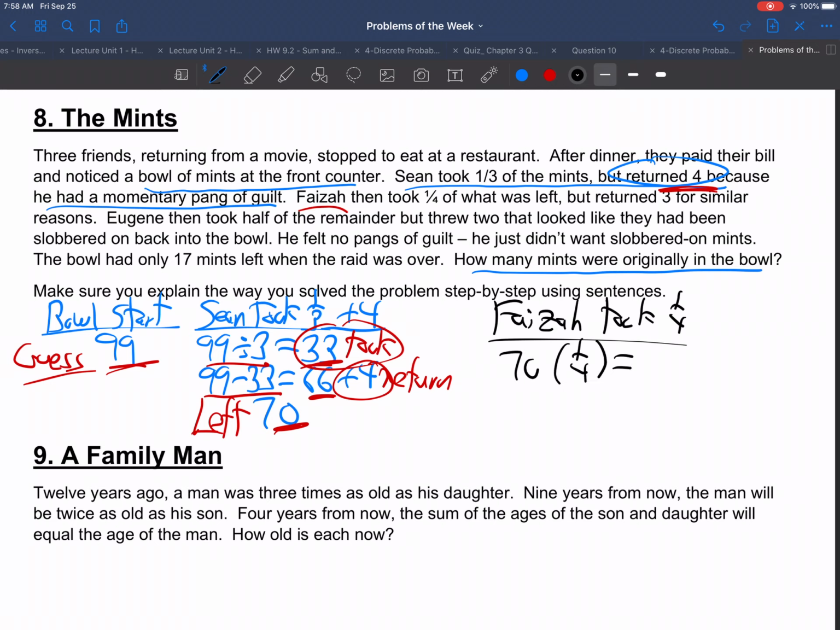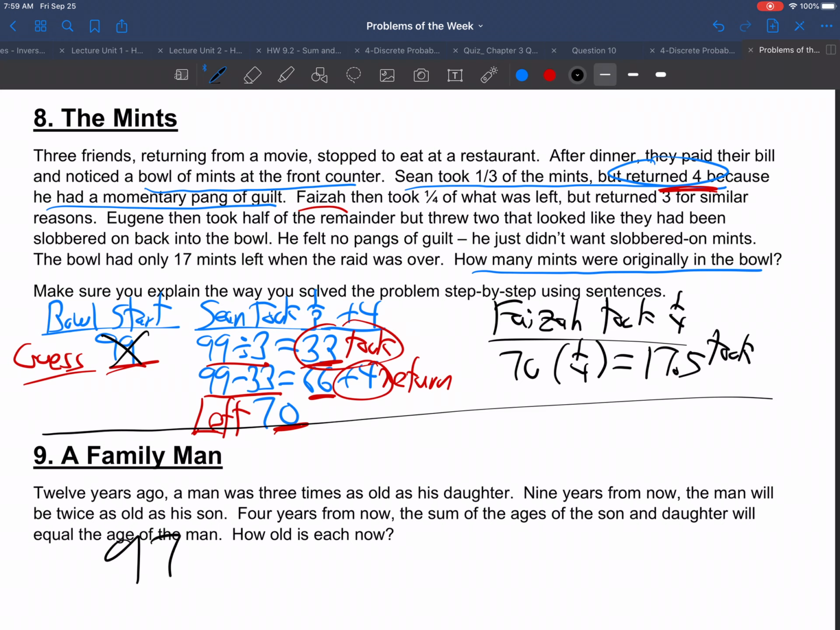Now, this is going to come out as a decimal, so we know we're wrong again. 17.5, he took that many. So we know something's wrong with this guess. So how do you fix it? What do you do? Well, you might try to guess at a bigger number, or maybe it's 98 or 97. We've got to do odd, huh? Maybe it's 97. And then 97 divided by 3, well, that doesn't work. You've got to go down by 3 because it's got to be divisible by 3. So 96 divided by 3.